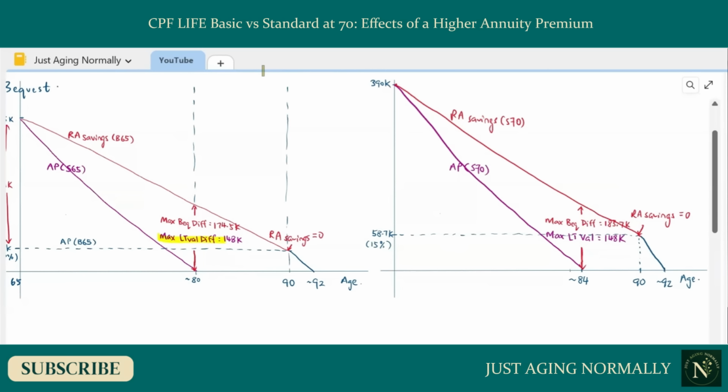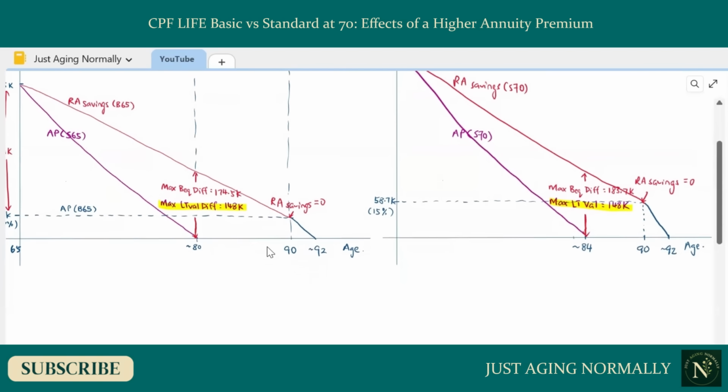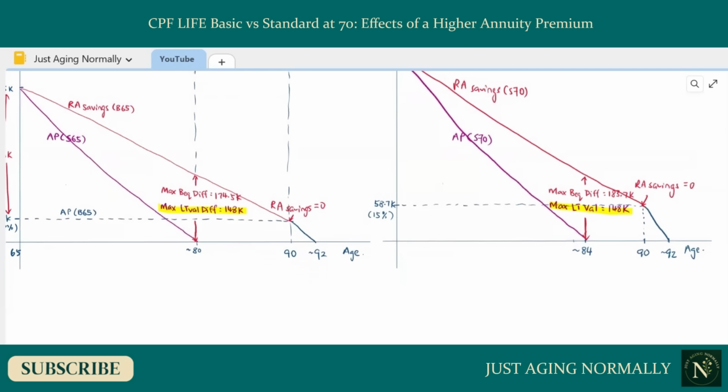That leads to three consequences. First, the maximum lifetime value gap between B70 and S70 is still around 150K. Not much difference from the gap between B65 and S65. Second, the gap in time between the standard bequest hitting zero and the basic bequest hitting zero shrinks noticeably. At age 65, that gap was about 12 years. At age 70, it shortens to 8 years.